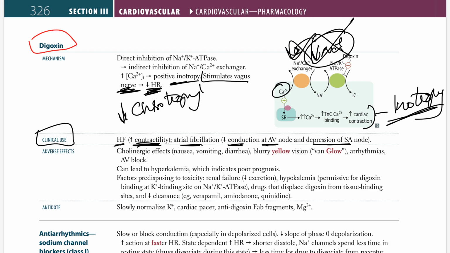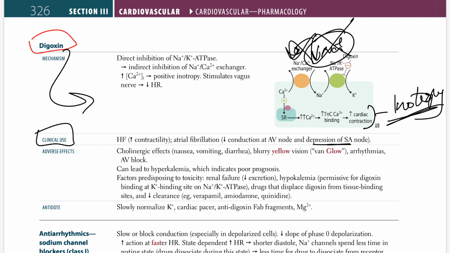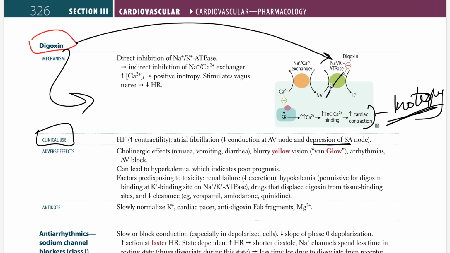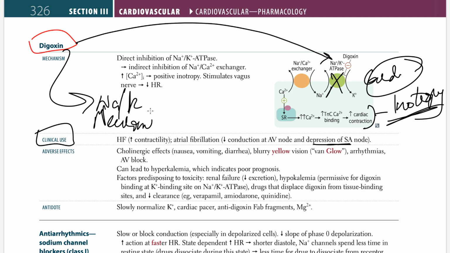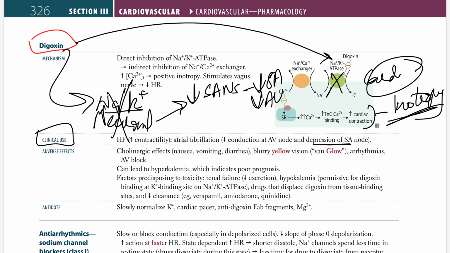Okay. Now, what they have mentioned here is simple. So this digoxin not only inhibits the sodium-potassium ATPase at the level of cardiomyocytes, but it also inhibits the same channel in the neuronal pathway. And that same sodium-potassium channel inhibition in the neuronal pathways will lead to a decrease in sympathetic nervous system stimulation, which is a decrease in SA node activity and a decrease in AV nodal conduction.